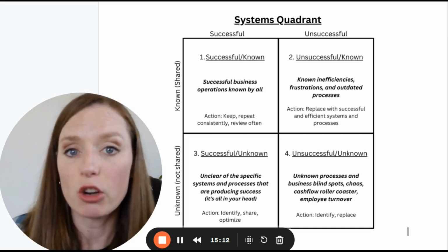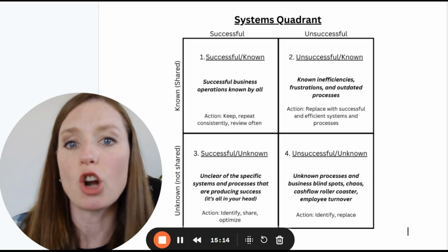So go through the 7 areas of your business and really decide which quadrant they are in, and then take action from there.